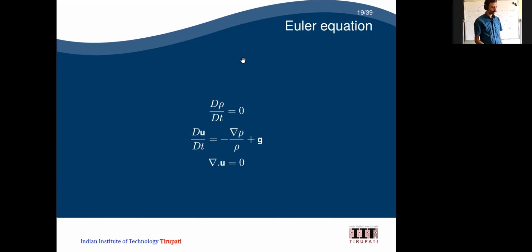Sir, one doubt. Yeah. Sir, here capital D u by D t is there. Yeah, this is something different. This is called the total derivative.